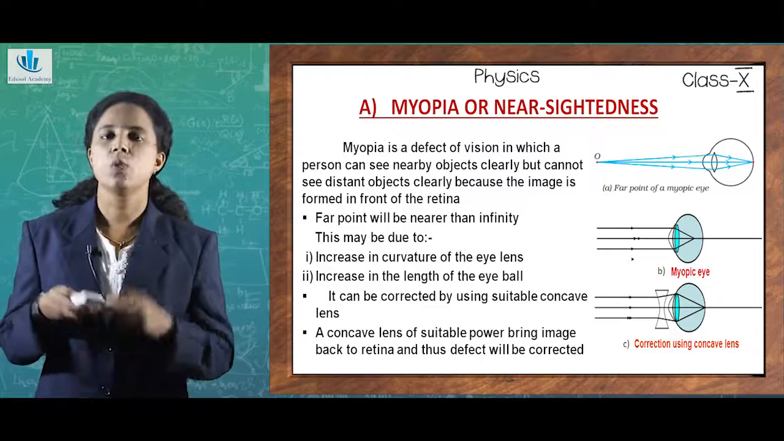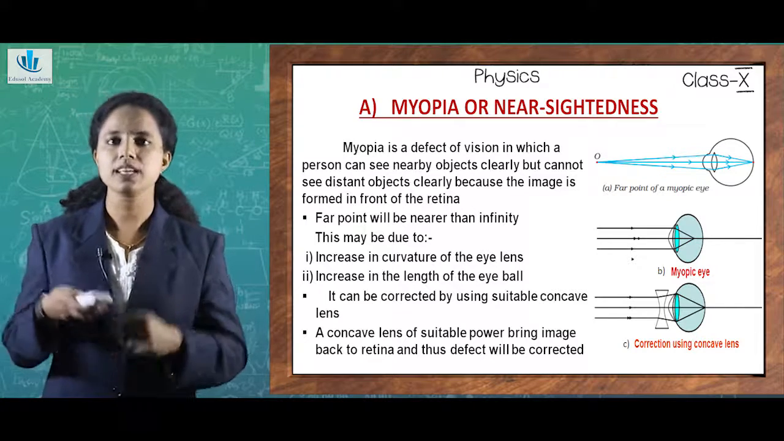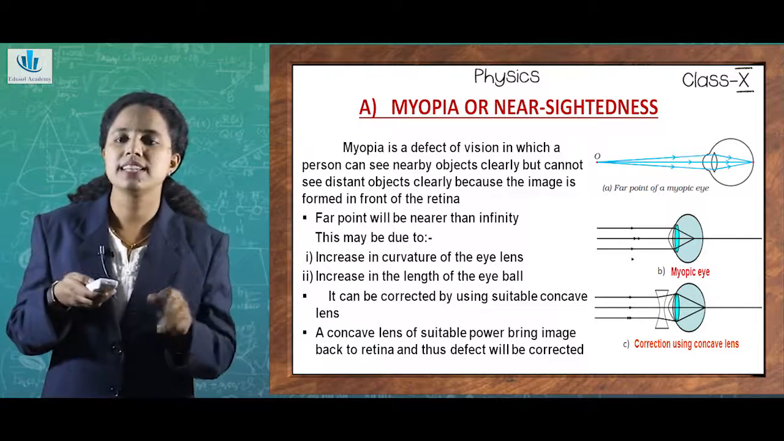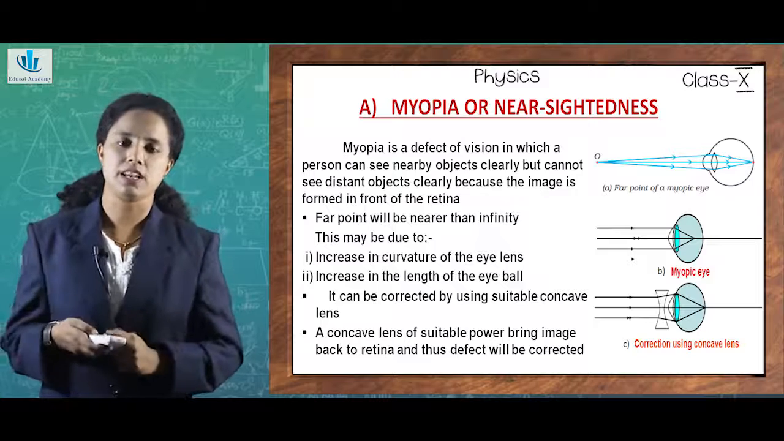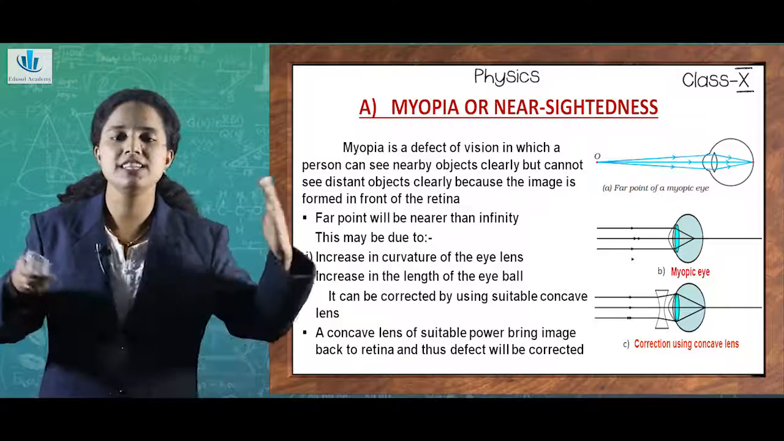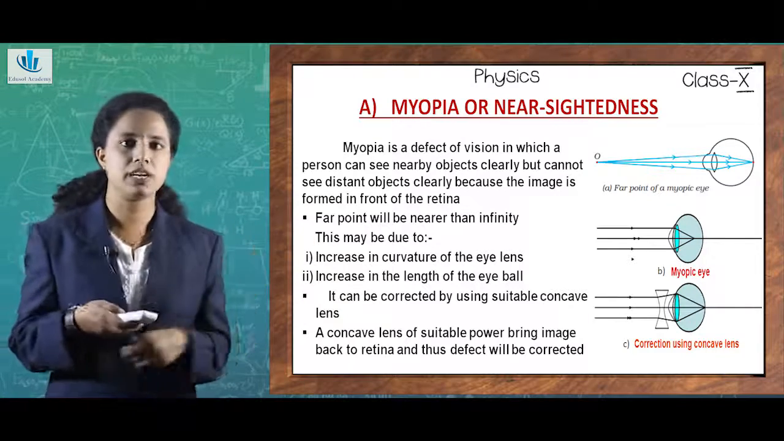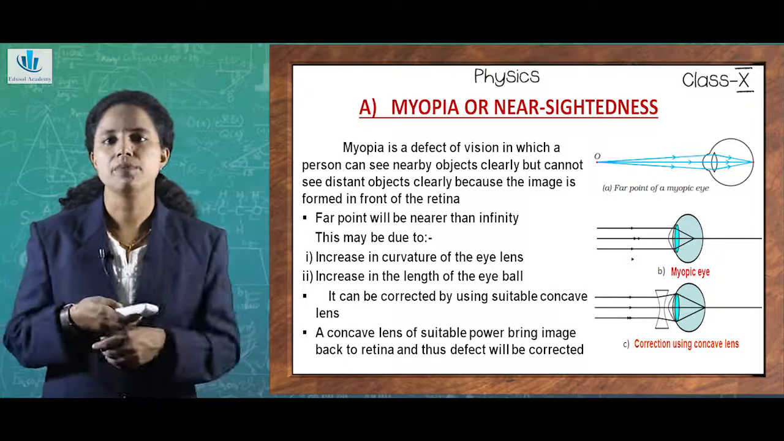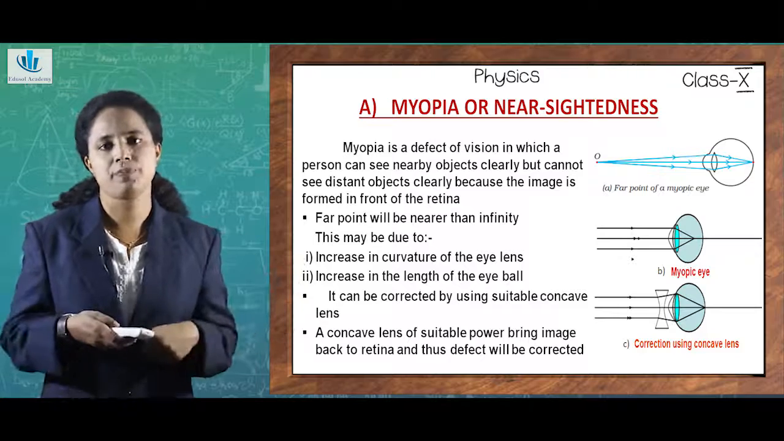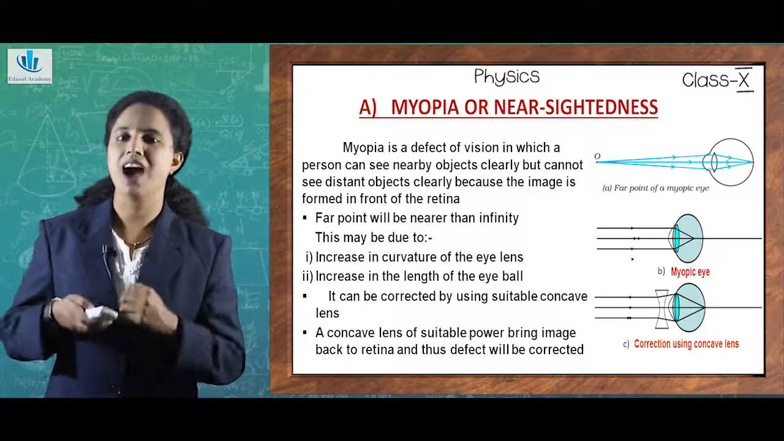Okay. So the first one is myopia, or nearsightedness. It is a particular defect of vision in which a person can see nearby objects clearly. So what may we not be able to see? We may not be able to see distant objects clearly. Why is it so? As you can see from the figure, in the case of a myopic eye, the image is formed in front of the retina. What was the retina? Retina is the light sensitive screen of our eye.